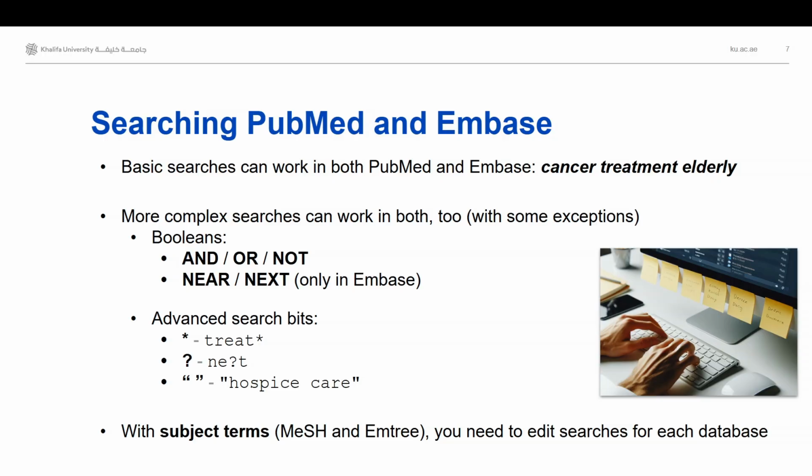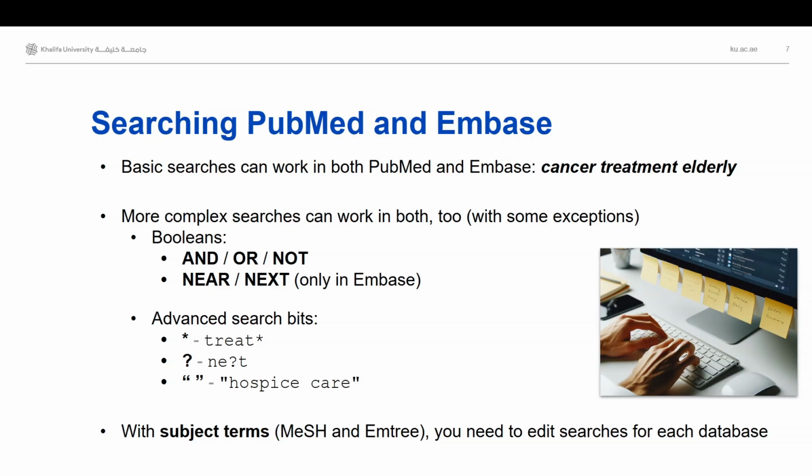So we'll first look at Booleans, and this is something you might be familiar with, but if not, the three most common ones are AND, OR, and NOT. AND is what you would use by default. So in that example search, cancer treatment elderly, it's putting AND between those words, and that's what would happen if you ran that search in Google or Google Scholar. OR will search for either of the terms, and NOT will take something out.